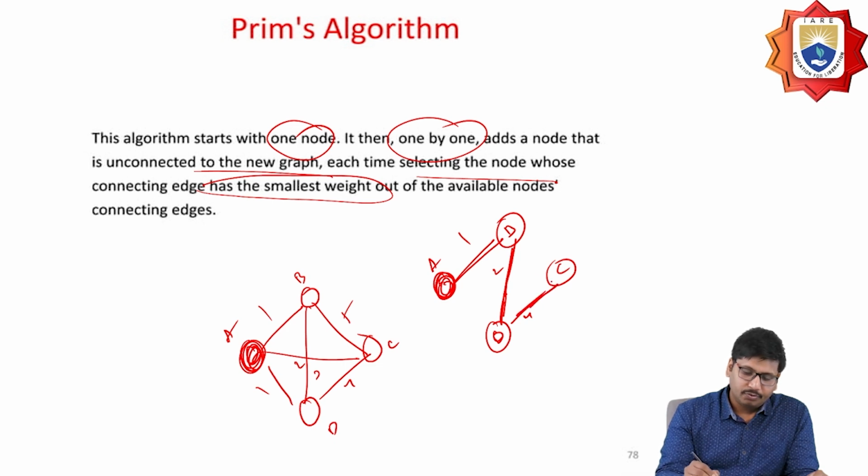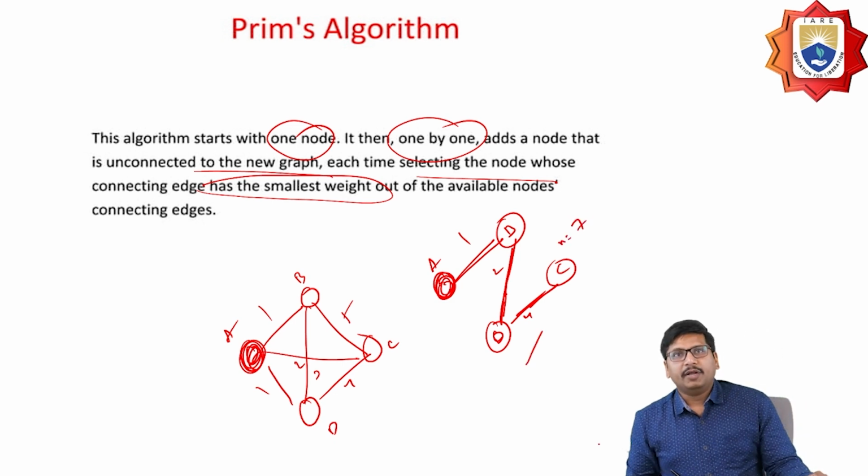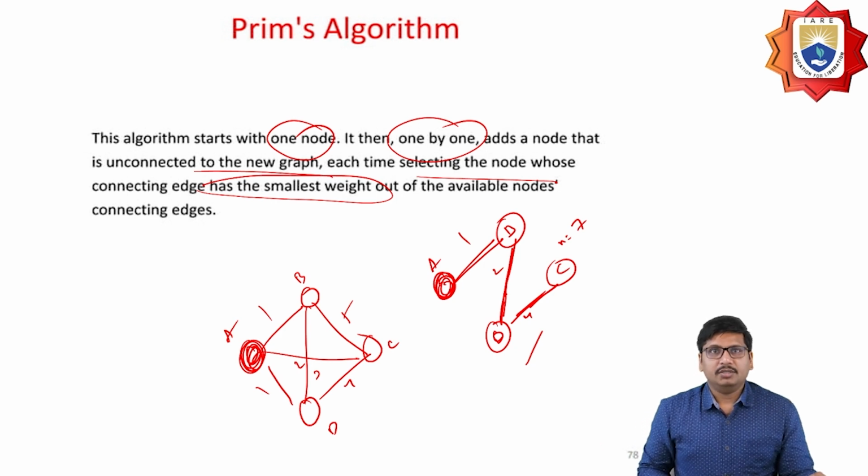So that is 4. So 4 is going to be considered. So the minimum cost is 7. So this is the required minimum spanning tree according to Prim's algorithm.